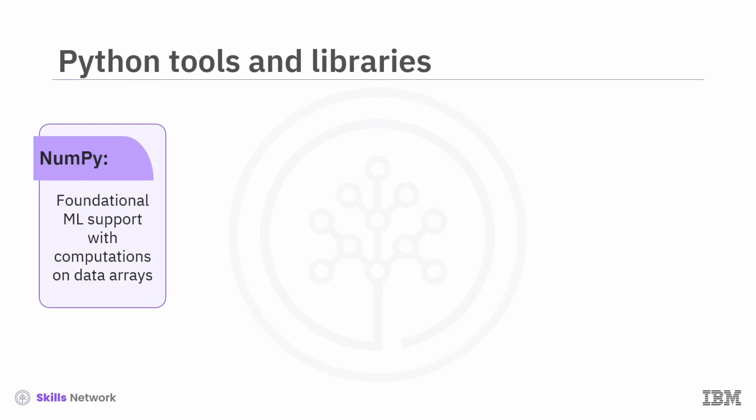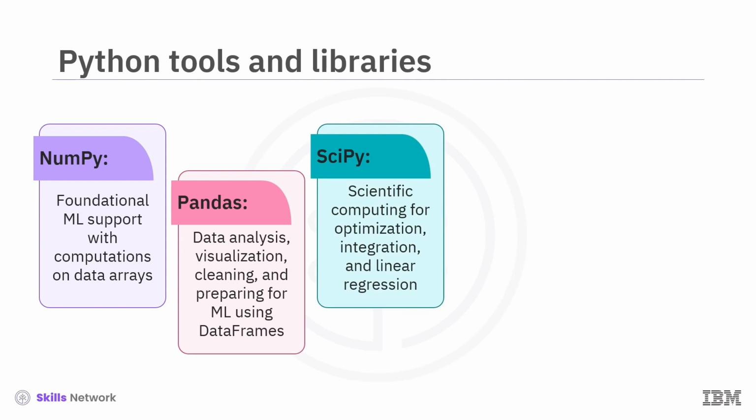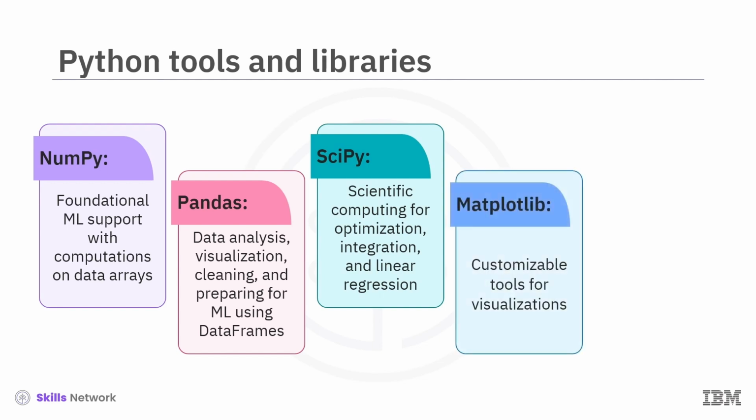NumPy provides foundational machine learning support with its efficient numerical computations on large multidimensional data arrays. Pandas, built on NumPy and matplotlib, is used for data analysis, visualization, cleaning, and preparing data for machine learning. Pandas use versatile arrays called data frames to handle data. SciPy, built on NumPy, is used for scientific computing and has modules for optimization, integration, linear regression, and more. Matplotlib is built on NumPy and has an extensive, highly customizable set of visualization tools.